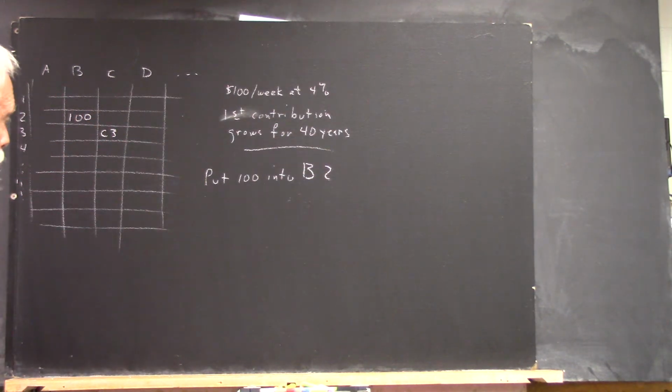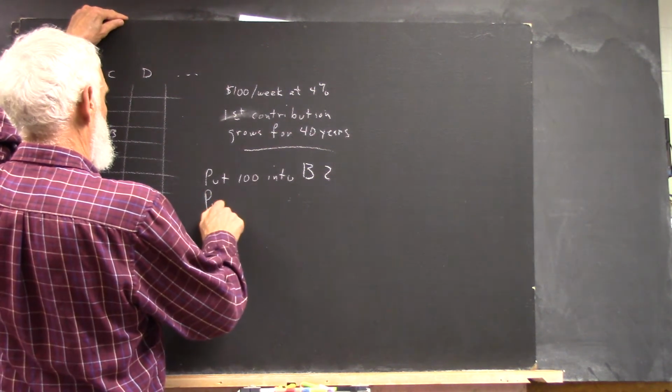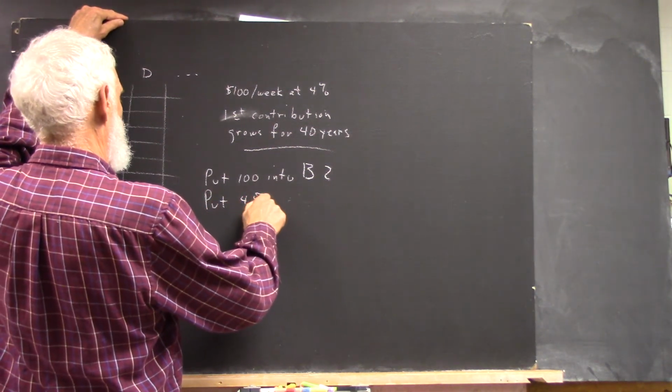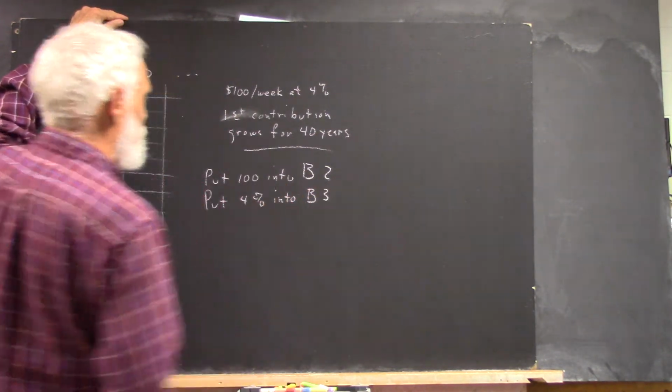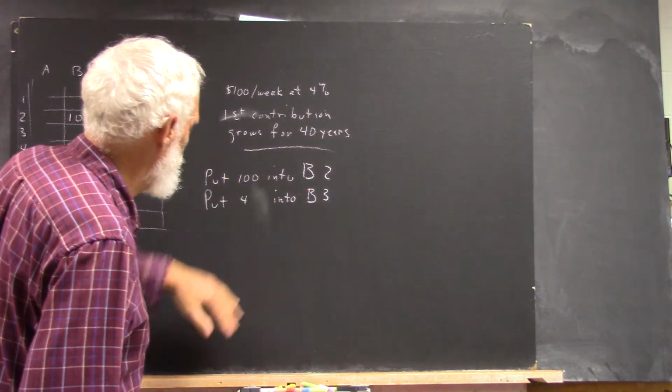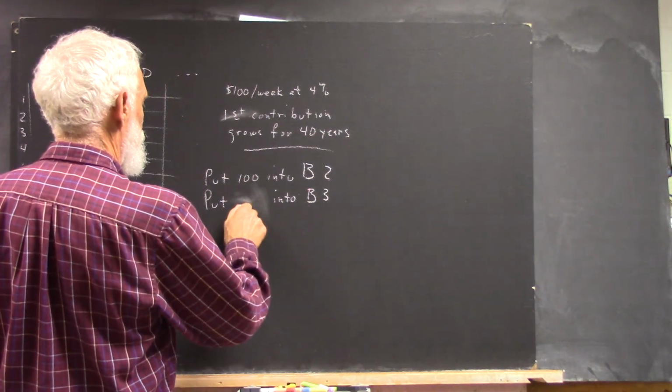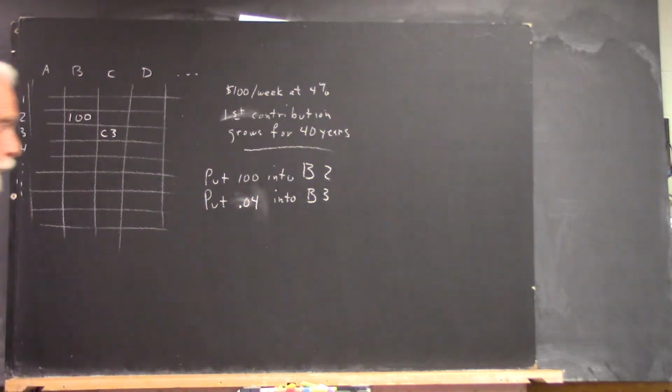So, and I'm going to put the rate in. Well, not 4%. I'll just put actually 0.04 into B3.